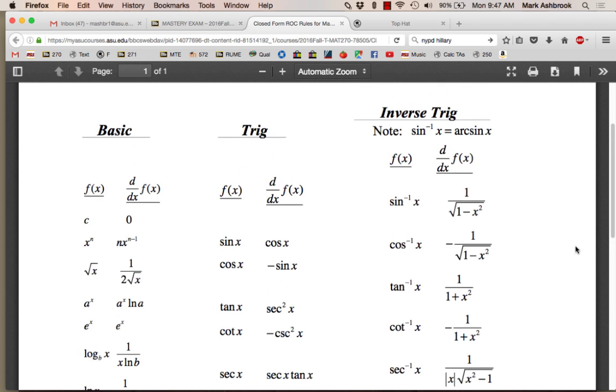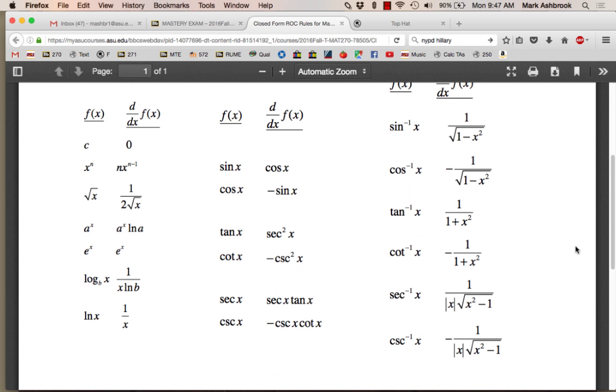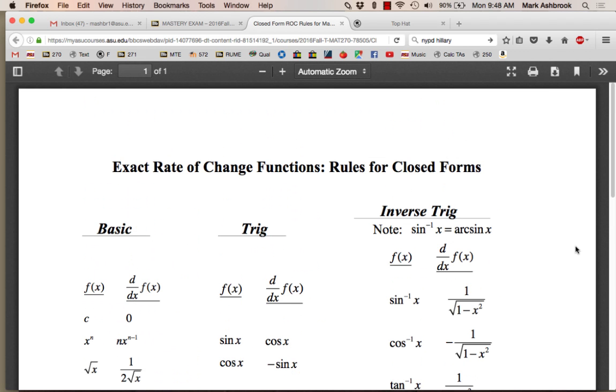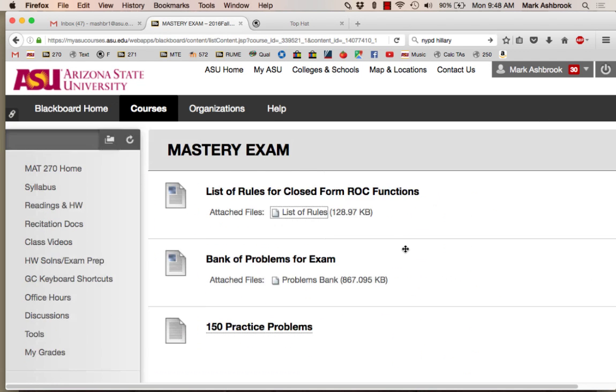The thing with the inverse trig rules, there's really only 3 to learn because each one is just the opposite. The cosine inverse is just the opposite of sine inverse. Cotangent inverse is the opposite of tan inverse, etc. So there's really only 3 things to memorize there, and just which ones are the opposite of which. Okay, so it looks a little worse than it is. And then the general rules. So that's the first thing in that mastery exam folder.